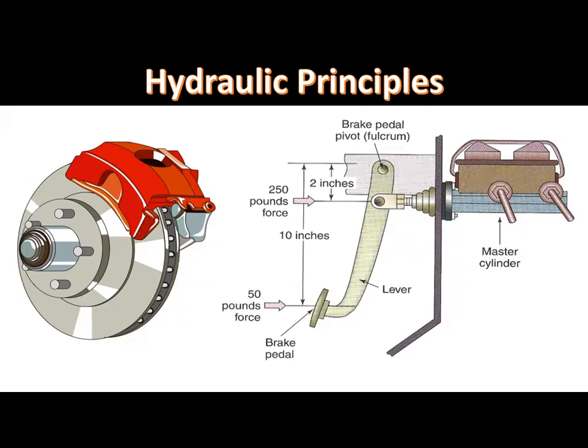If the wheel cylinders also have an area of 1 square inch, the 312.5 psi from the master cylinder exerts a pressure of 312.5 psi in its wheel cylinder. Thus, the force of 50 pounds at the pedal may be transferred using hydraulic principles to a force of 312.5 pounds at the wheels.